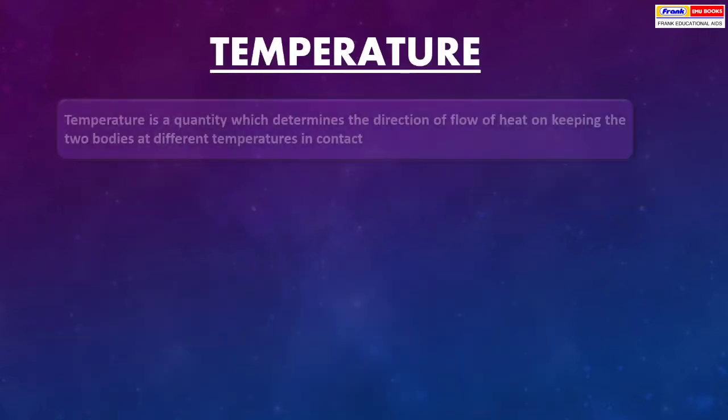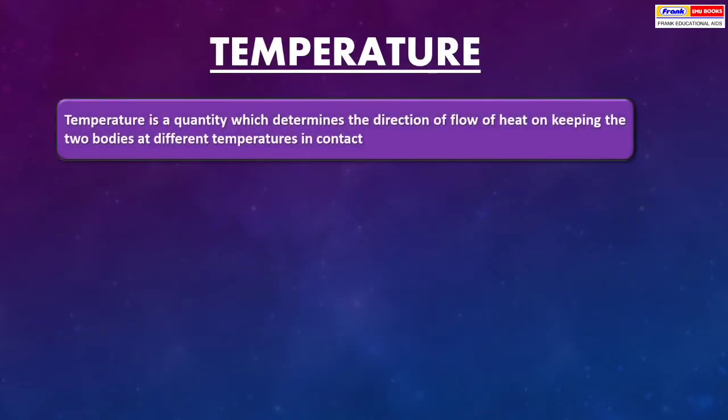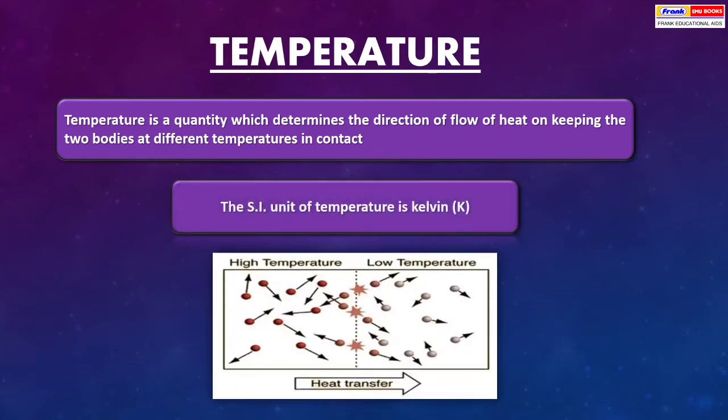Temperature. Temperature is a quantity which determines the direction of flow of heat on keeping two bodies at different temperatures in contact. The SI unit of temperature is Kelvin.